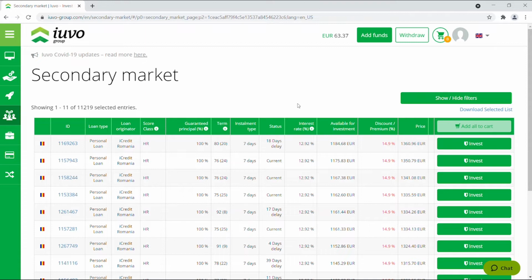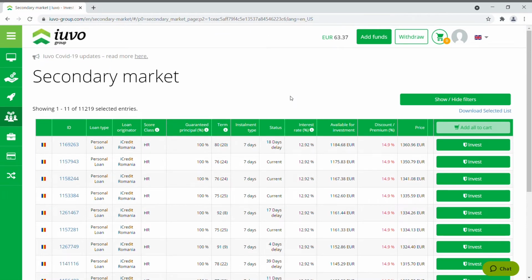Those who invest actively can buy loans that already have history of repayments and are no longer available on primary market. There is no minimum amount for investing on secondary market. It is very important to pay attention to the price of the loan.